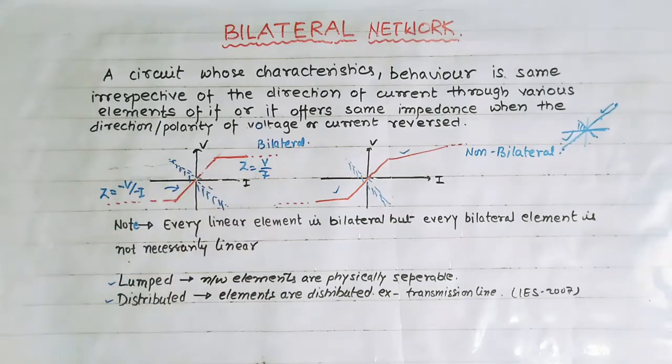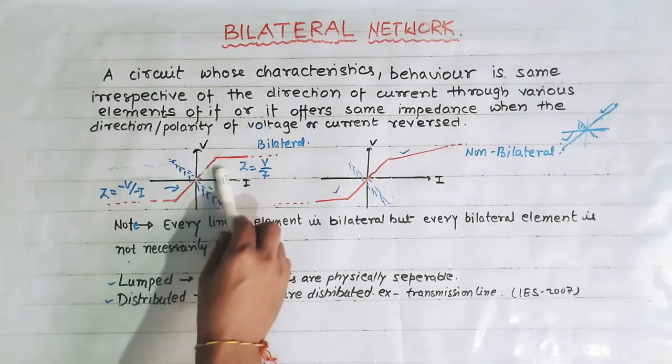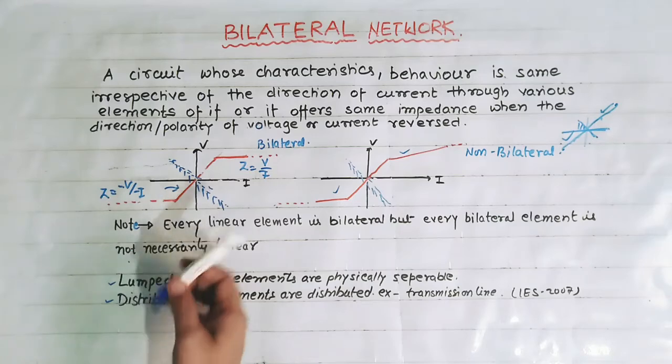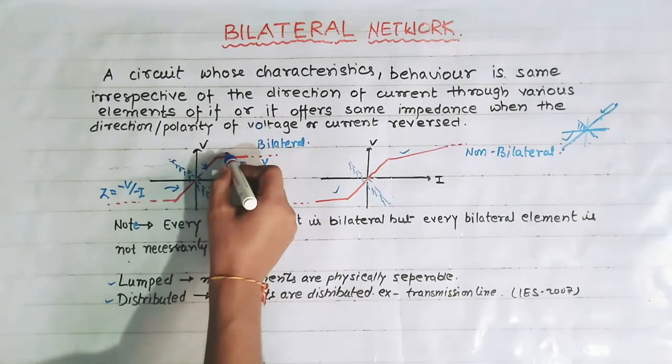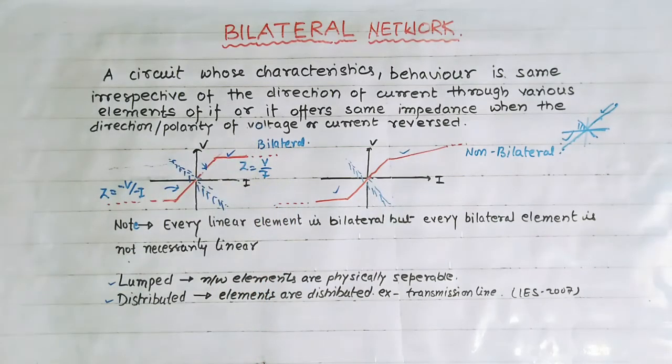Because if you see this characteristic, this is bilateral, but it is not linear because this characteristic has two different equations. Here the equation is different, here it is different. So that's why it is non-linear, but it is bilateral. But if you take any linear element, then it is bilateral also.